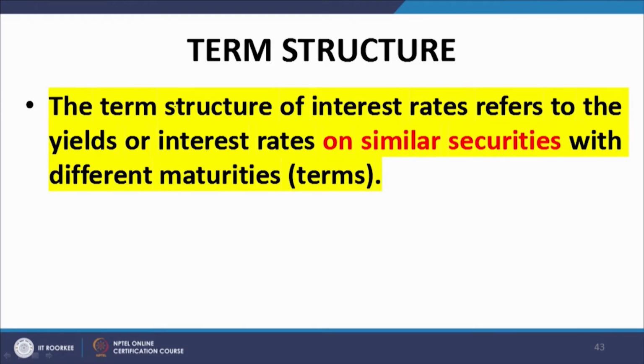So, basically interest rates are a function of maturity of the underlying deposit, and that is what we call term structure. So, term structure of interest rate refers to the yields or interest rates on similar securities with different maturities. This is important: similar securities, similar in terms of the risk profile.